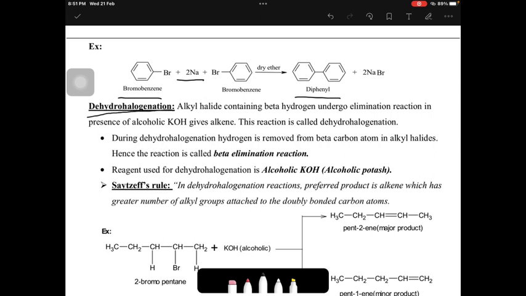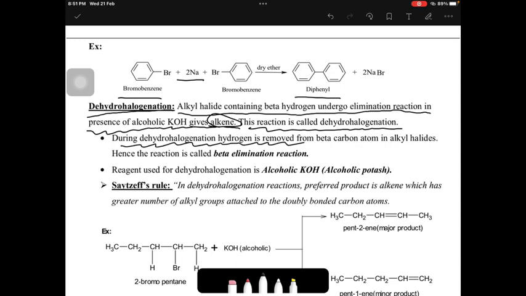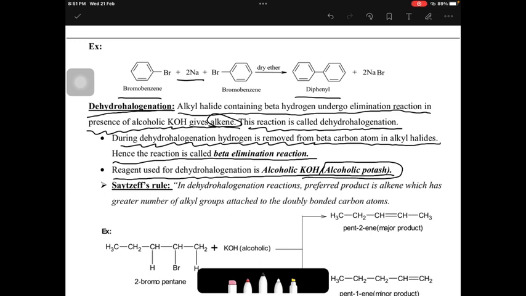Dehydrohalogenation. An alkyl halide containing a beta hydrogen atom undergoes an elimination reaction in the presence of alcoholic potassium hydroxide to give an alkene. This reaction is called dehydrohalogenation. During dehydrohalogenation, hydrogen is removed from the beta carbon atom in the alkyl halide. Hence, the reaction is called beta elimination reaction. The reagent used for dehydrohalogenation is alcoholic potassium hydroxide, known as alcoholic potash.